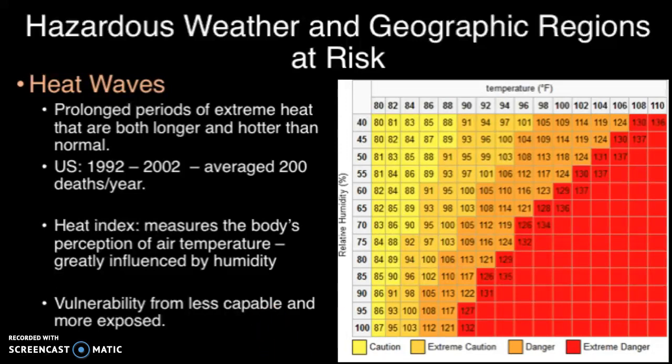There is vulnerability among the less capable and more exposed whenever you have a heat wave, obviously. People who are elderly, babies and infants, the homeless, and the poor are very affected by it, and obviously people who work outside and are exposed to the elements are probably the most vulnerable to this hazard.